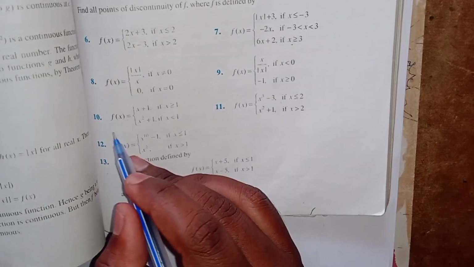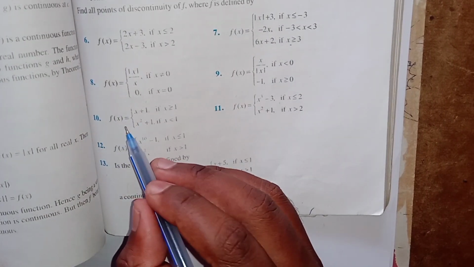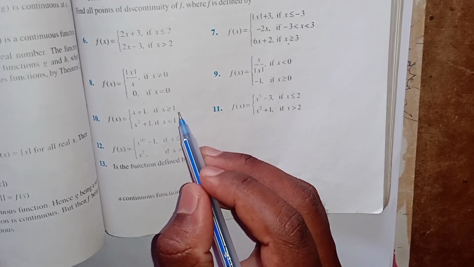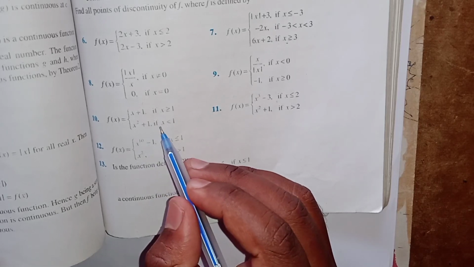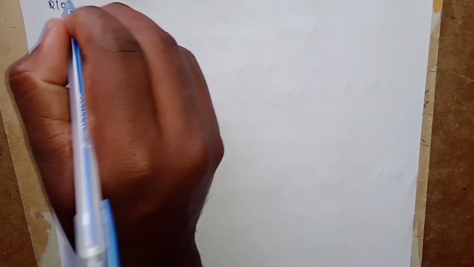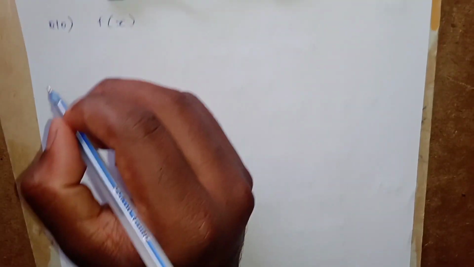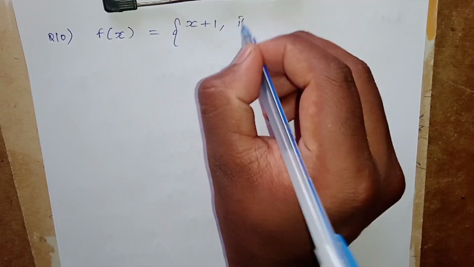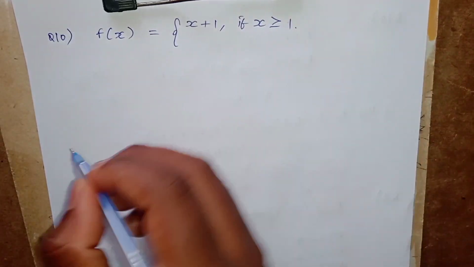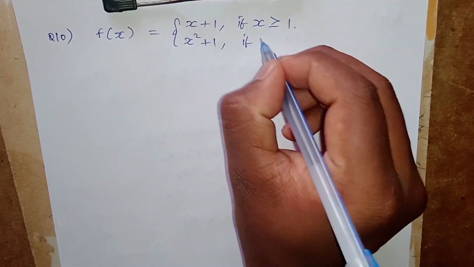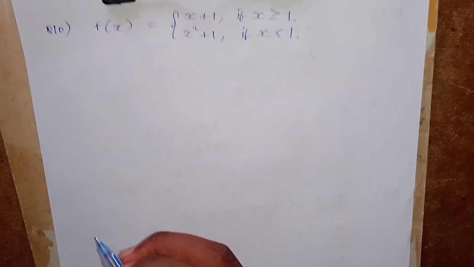Today's class, question number 10. f of x is equal to x plus 1 if x is greater than or equal to 1, and x squared plus 1 if x is less than 1.